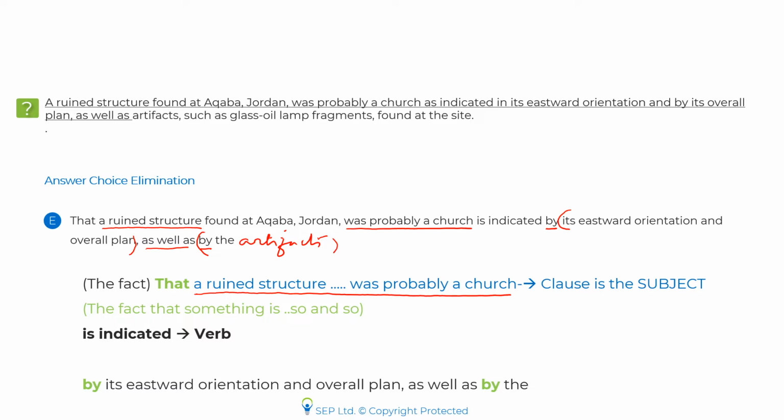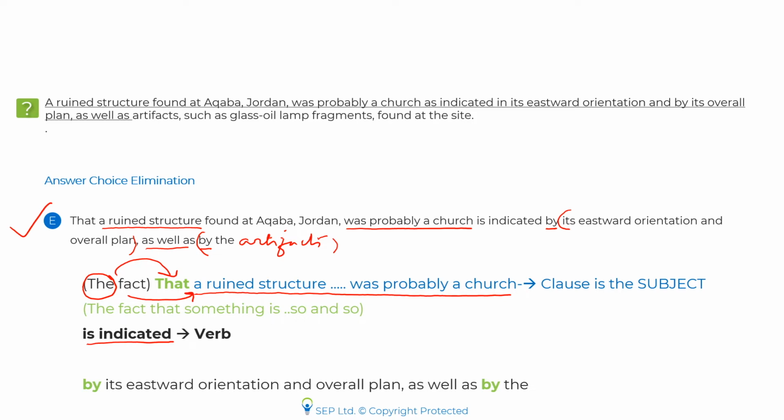How? When we say that a ruined structure was probably a church, we are in fact saying the fact that. Notice how this "the" removes the awkwardness of this "a" here. So we are saying the fact that a structure was a church is indicated by something as well as by something. And it definitely corrects all the red flags that we had raised earlier. And this is the correct choice.